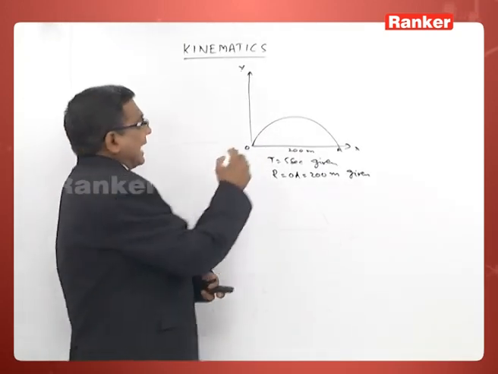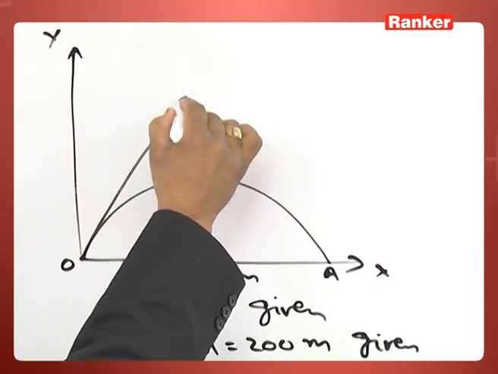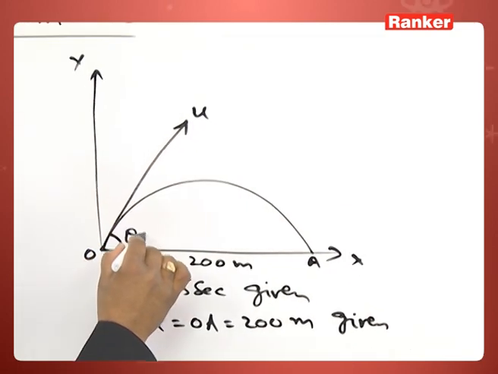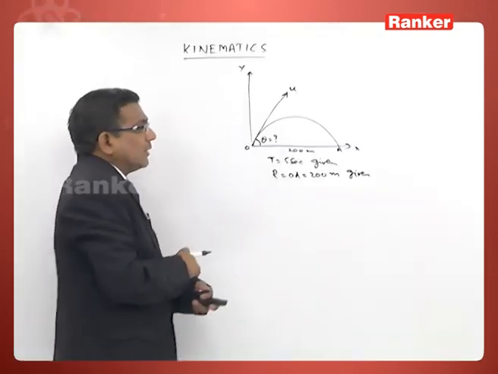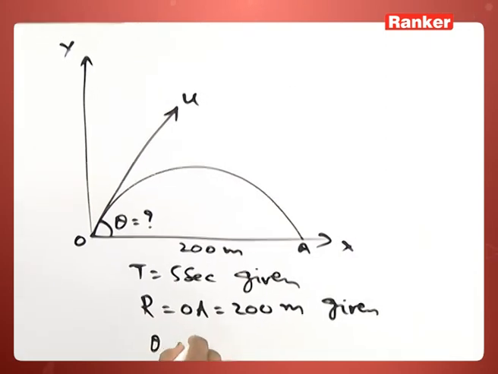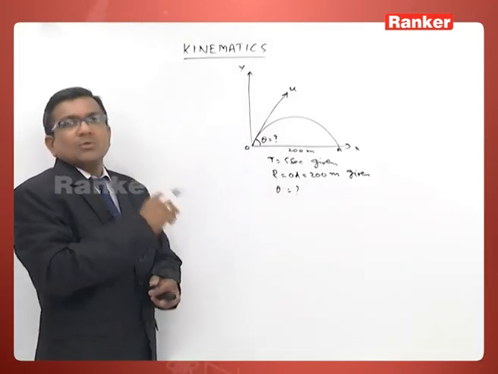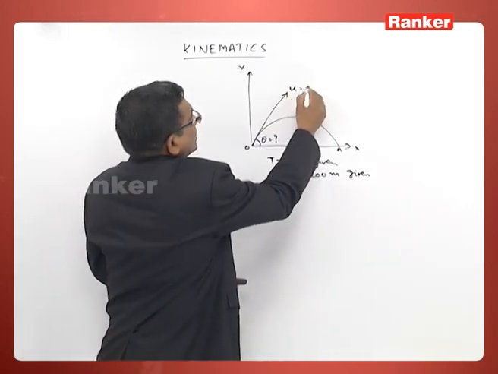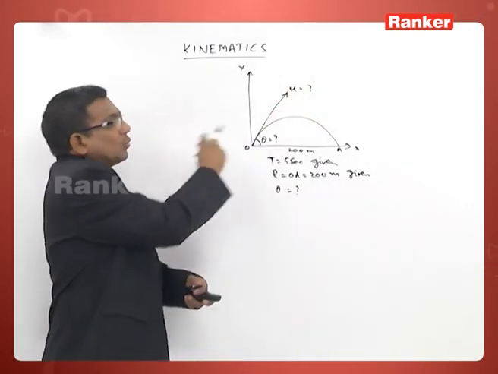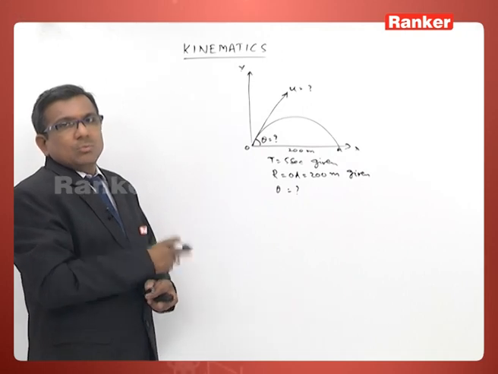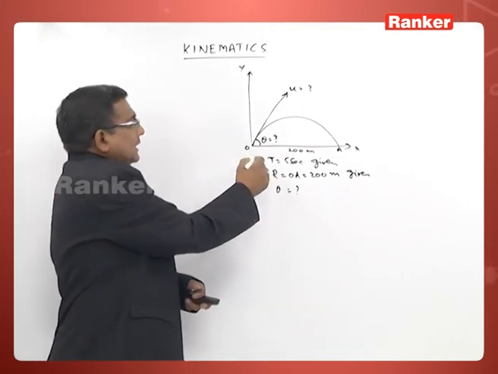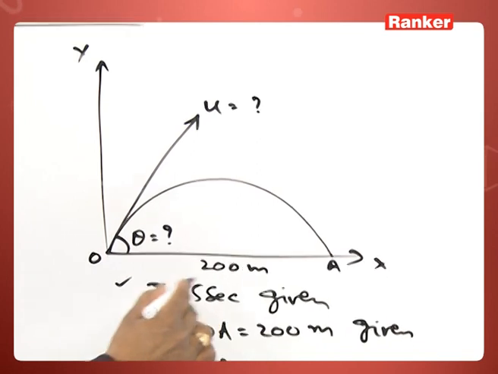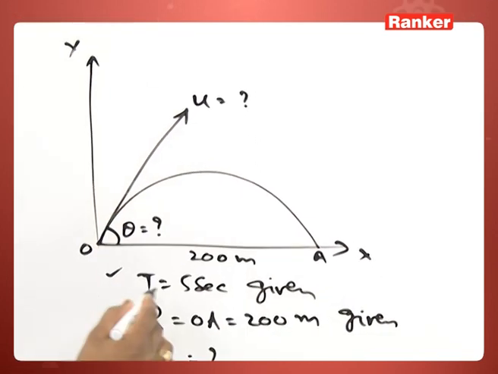Then what do you want? Angle of projection. Say the body is projected like this with a velocity u and this is angle theta. Now you want to find the angle of projection. Theta is equal to how much? This is the problem. How to solve it? Now, the velocity of projection was not given, but you want the angle of projection. Two things were given: time of flight, T, because flies means time of flight, and R is the range.